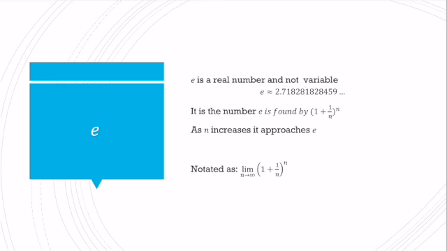So let's talk about e. E is a button on your calculator. You've probably seen it and you don't really know what to do with it. So e is a real number and not a variable in this case, right? E is found by 1 plus 1 over n as n approaches infinity. Okay, and it's notated like this. This is an example of an irrational number. It keeps going on and on forever, much like pi. So I wanted to make sure you took a look at that.